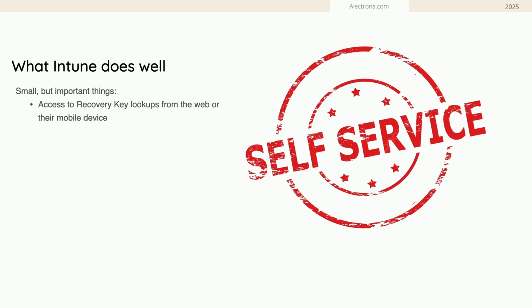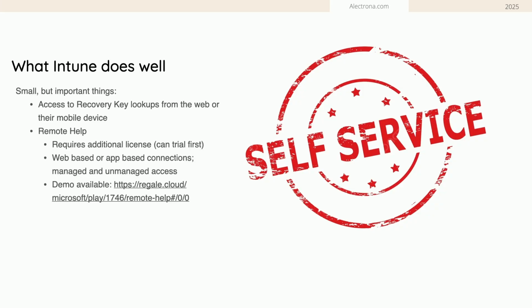So again, it's a small thing, but I'm sure everyone in this room has been on some kind of call at some point where a user is locked out of their Mac. They need to look up their recovery key, and you have to send that to them. With Intune, you can get to your recovery key for your Mac through the company portal app on the Mac itself, or on your phone, or on a web browser, just by logging in and looking at it.